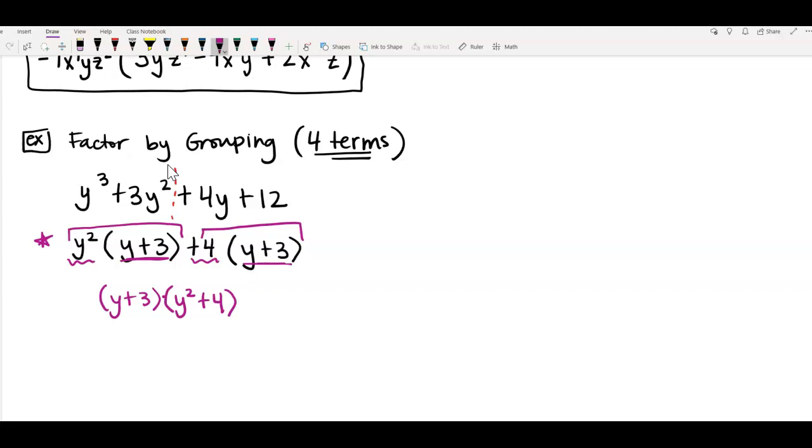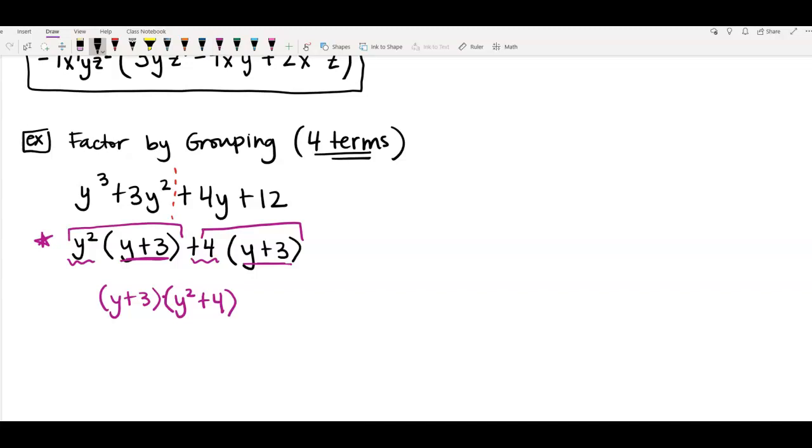Because that first section has both a y to the third and a y squared, you would just take the y, because that's in both of them, and then the lower exponent. Perfect. That's a great way to say it. I like that. Did that help, Simonia? Okay. All right, so then our answer would be y plus 3 times y squared plus 4.